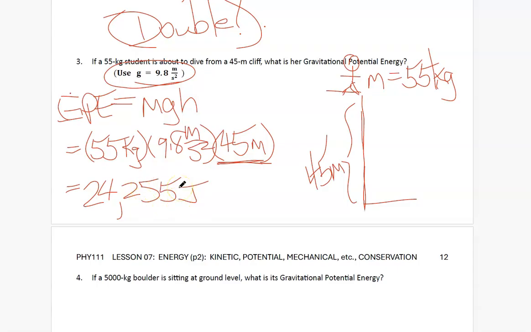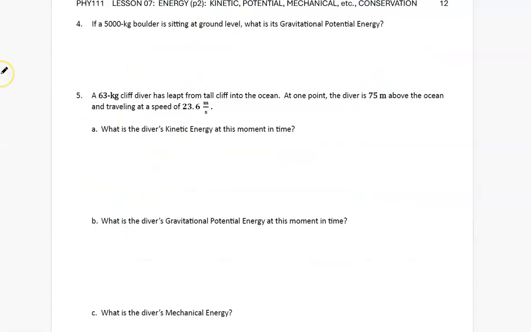So it's that much gravitational potential energy. Number 4, if a 5,000 kilogram boulder is sitting on ground level, what is its gravitational potential energy? Well, remember the formula, gravitational potential energy is mgh. But if h, ground level, that's 0 meters high.